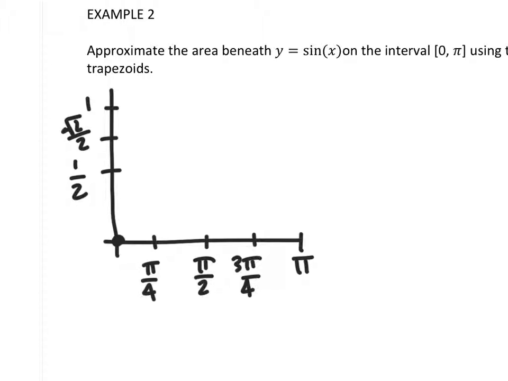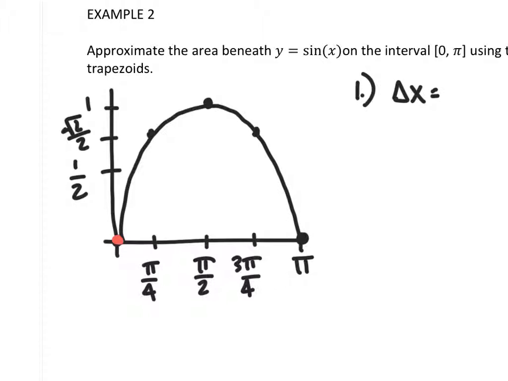Let me do pi over 2 and 1, pi and 0, and then right here and right here. This does take a little bit of knowledge to know what this looks like, but you already know what this looks like. What I want to do is think about what these y values are on here. Before I do anything, let's do step 1. Delta x is equal to pi minus 0 over 4, so delta x is equal to pi over 4. I'm going to find all my different y values and start drawing my trapezoids.